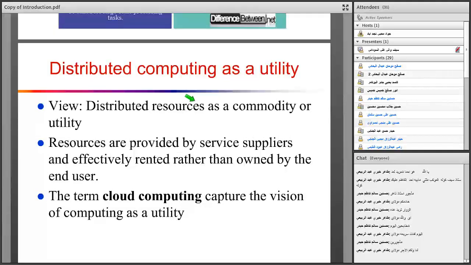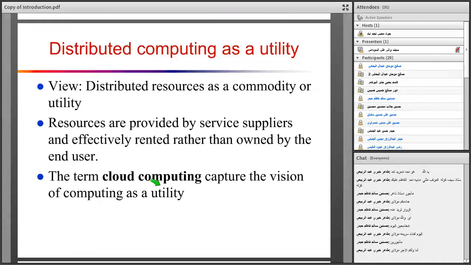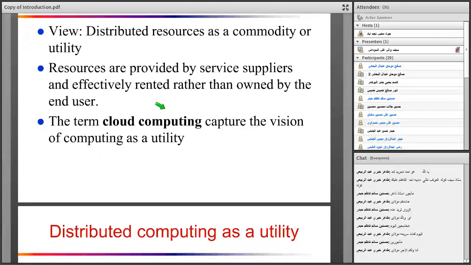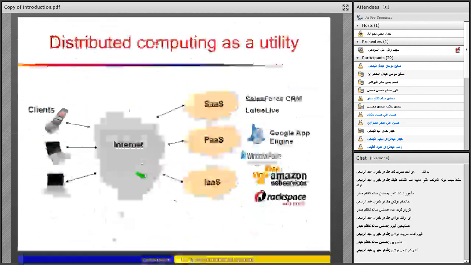Now we know that in the cloud computing, distributed computing is presented as a utility. Distributed resources as a commodity or utility are presented in cloud computing. Resources are provided by a service supplier and effectively rented rather than owned by the end user. The term cloud computing captured the vision of computing as a utility.